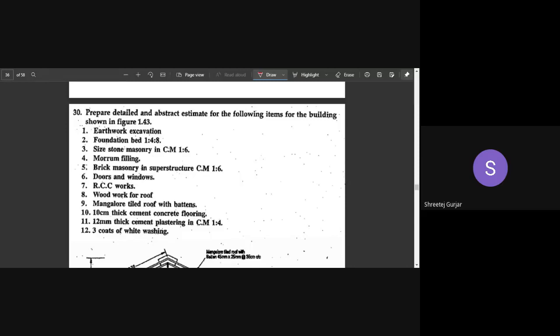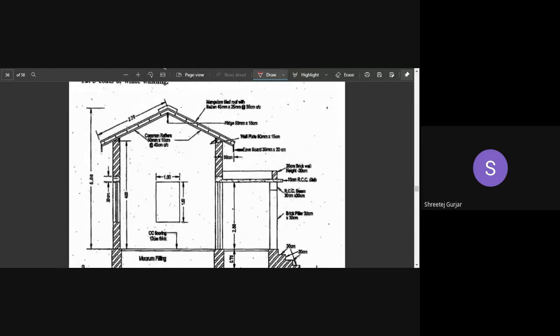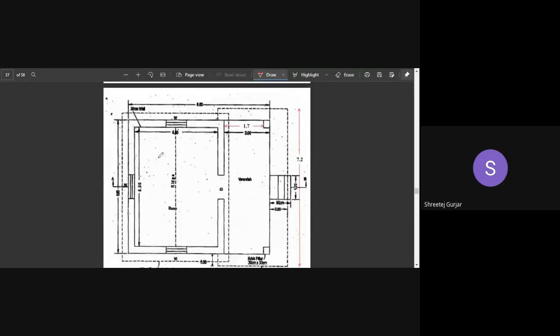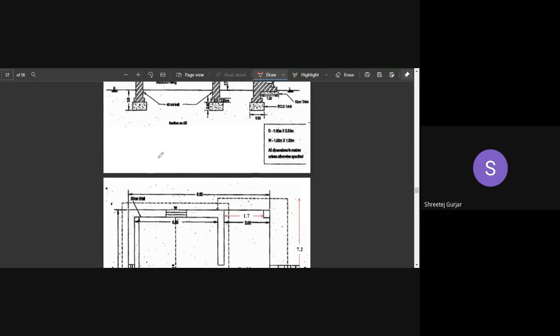So I hope you have that sketch along with you, this gable roof one. I hope you have that with you. So this is a unique problem you can see. You might feel it is difficult, but it is not difficult. Looking into the plan and cross section, you might feel it is difficult. This is your plan view. This is your sectional view.